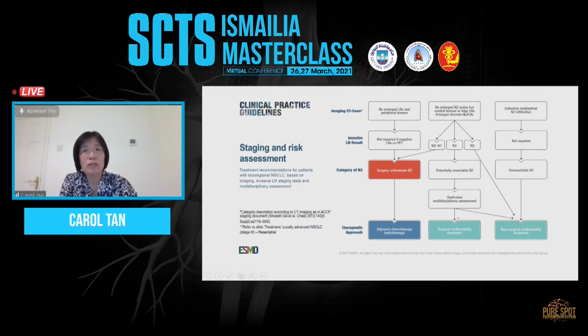If you have no enlarged N2 but a central tumor or hilar lymph nodes with enlarged discrete N2 disease, you stage with EBUS or mediastinoscopy, and depending on the stage, you would consider surgery for N0 to N1. For N2, which are potentially resectable, you go on to treat with multimodality treatment. For N3 disease, these are obviously non-surgical multimodality treatment.